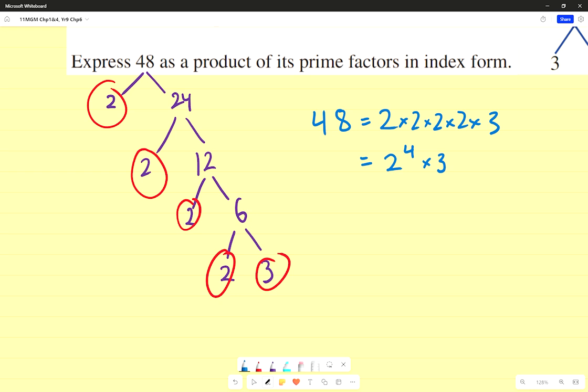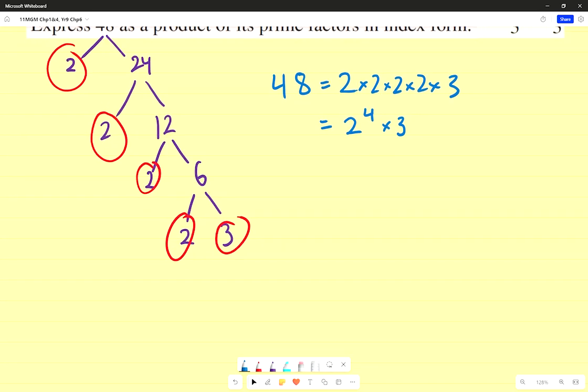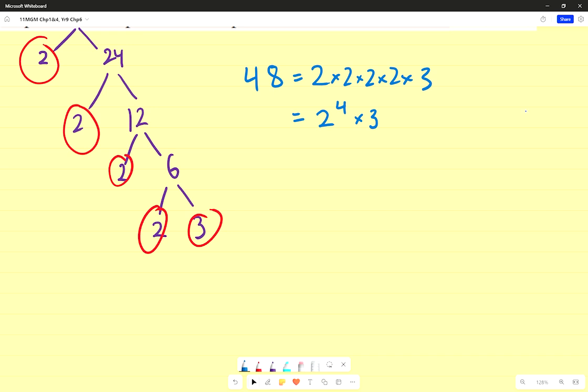Are there any questions about that? Sorry. I want everyone to do one more example. I want you to do the number 128 for me.